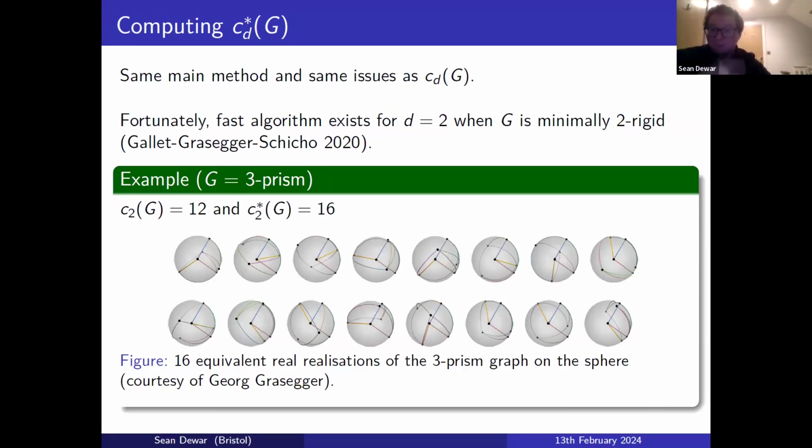So this is yet again the 3-prism. You'll remember from earlier, it has 12 realizations. Well, actually, it's got 16 non-Euclidean realizations. And here's an example of the 16 realizations of the 3-prism on the sphere, which is compared to the 12 realizations previously when we were in flat space. So you can actually get more realizations when you're on the sphere, which seemed quite quirky, but no one really knew anything about it.